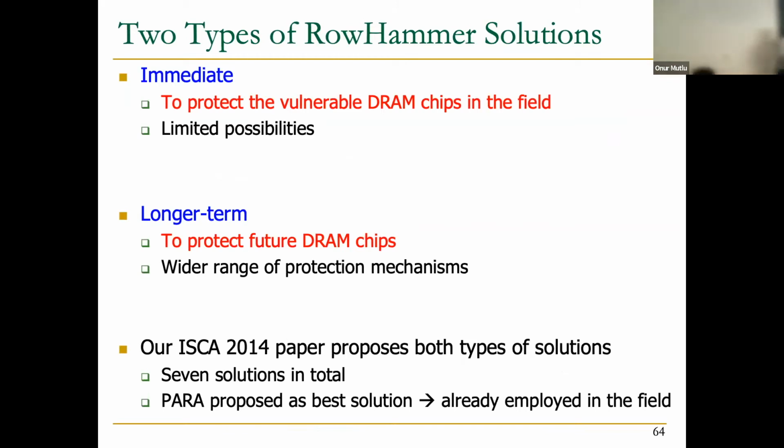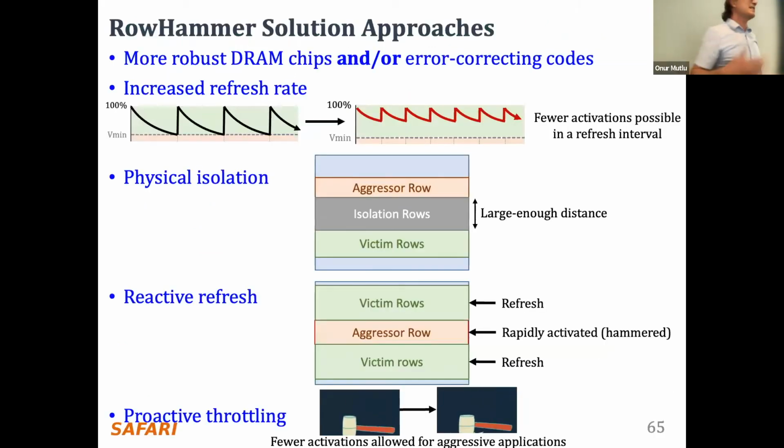So in our ISCA paper, we propose both types of solutions, which are currently implemented in many things in different variants. We propose one solution as the best, but it's not working today. I'm going to discuss that also. So these are some solution approaches. I'm going to say that robust DRAM chips, this is in research, but it's very difficult to do this at low cost.